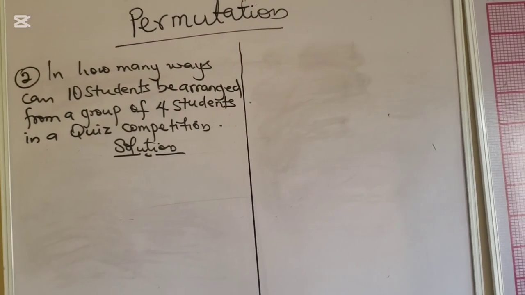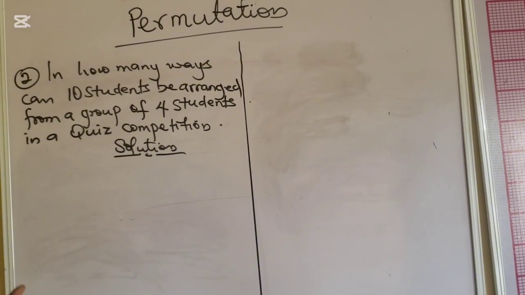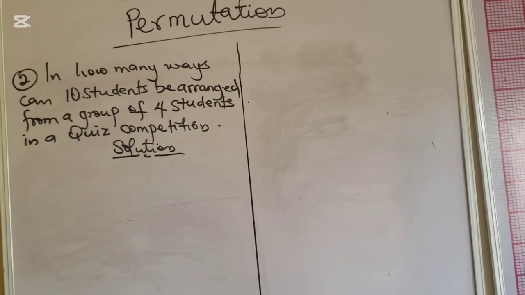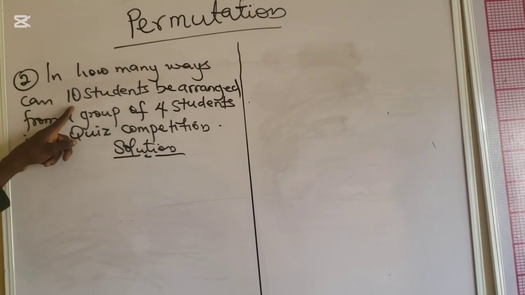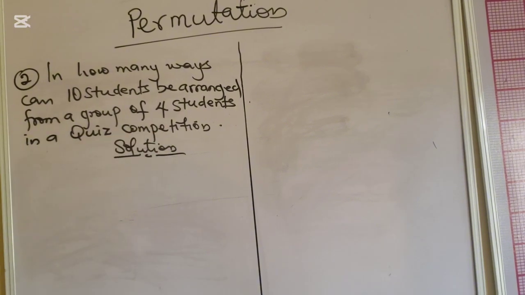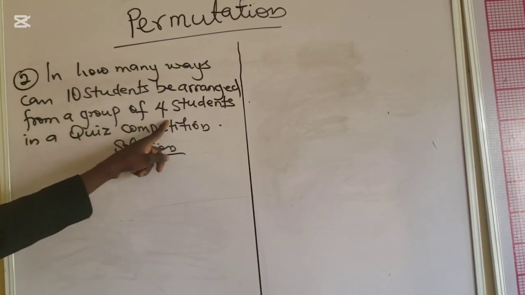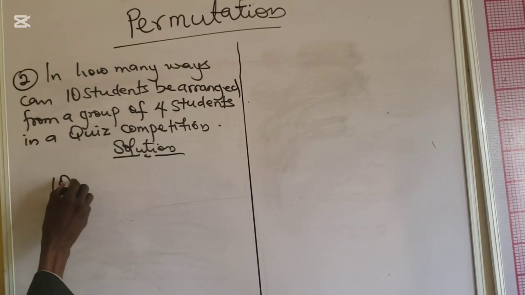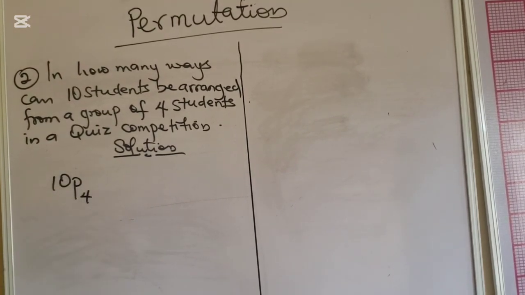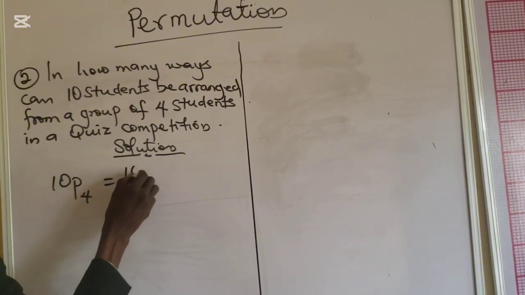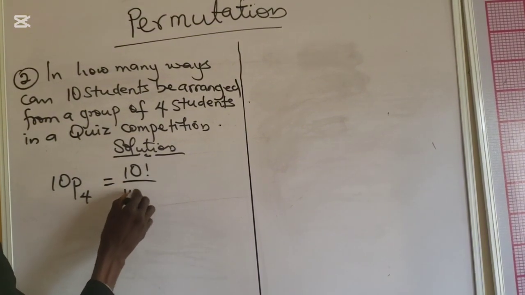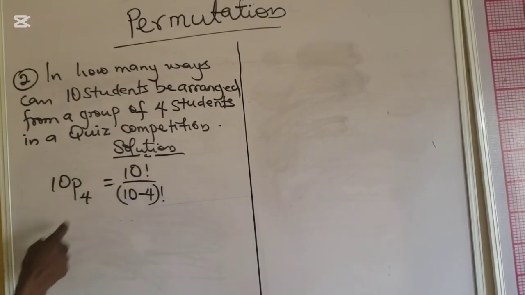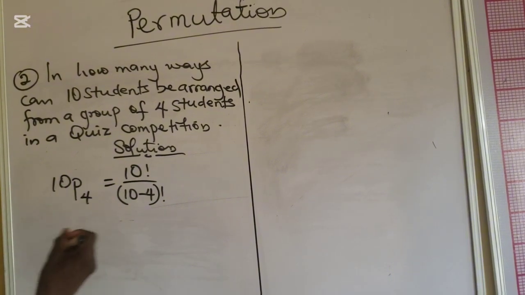Let me give you example number 2. Look at question number 2. In how many ways can 10 students be arranged from a group of 4 students in a quiz competition? If it is permutation, the big number comes before the small one. If it's combination, 4 comes here and 10 will be here. That is combination. But now, this is 10P4, which simply means 10 factorial over 10 minus 4 factorial.